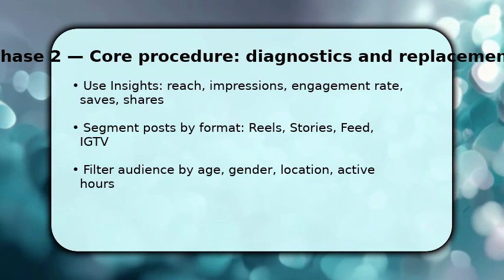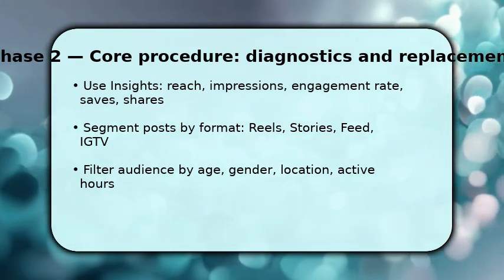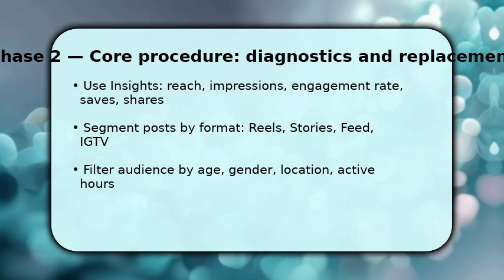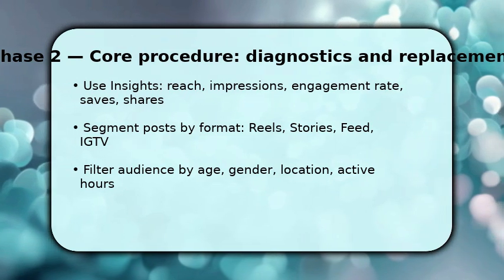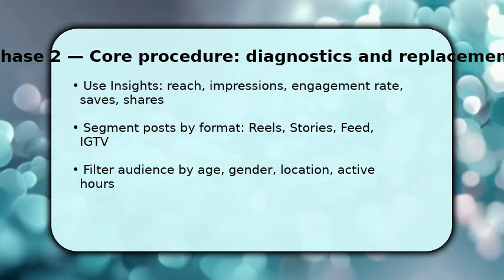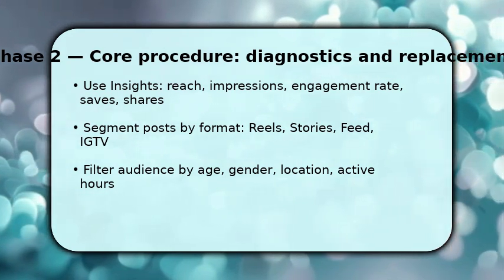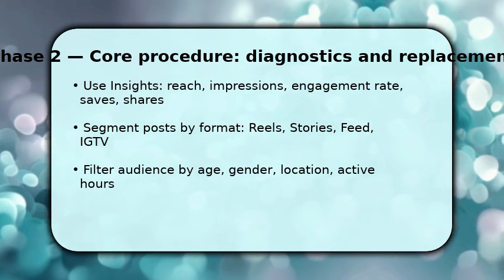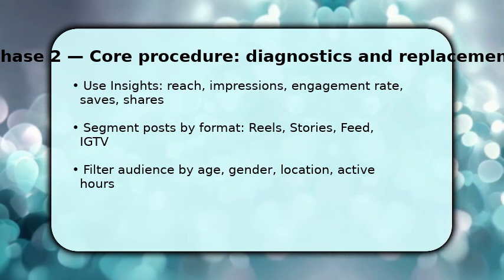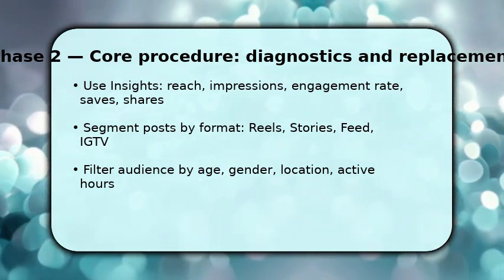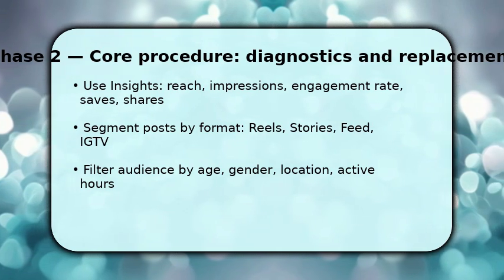Now you analyze and segment. Open insights and compare reach, impressions, engagement rate, saves, and shares across formats. Once you isolate top-performing reels or stories, drill into audience filters, age, gender, location, and active hours to understand who engages. Then create content cohorts and tag posts for themes so you can test variables like CTA placement or thumbnail. Make sure to export 7 and 30-day reports and annotate campaign changes. This provides the evidence you need to iterate with confidence.